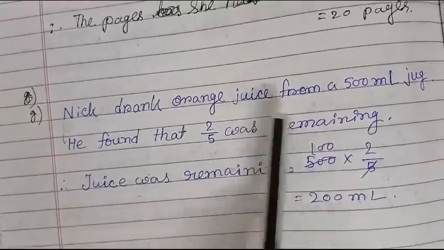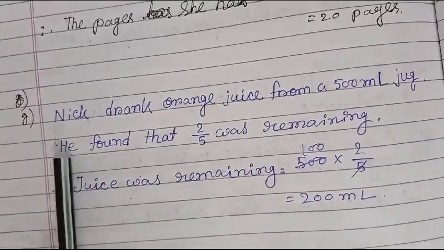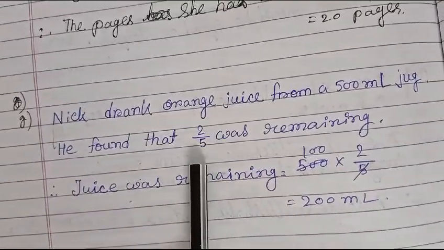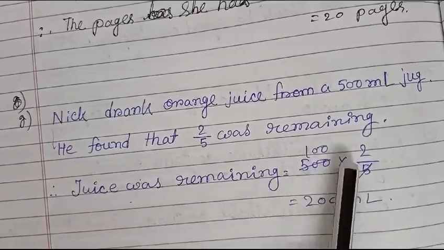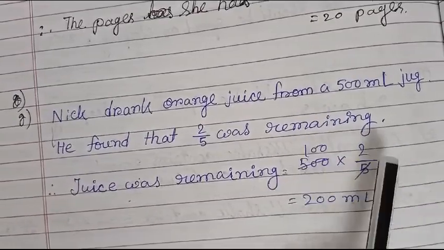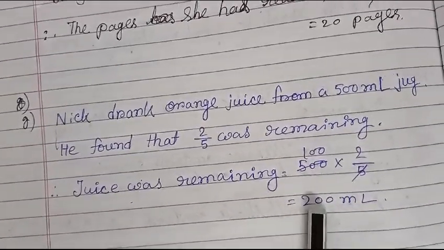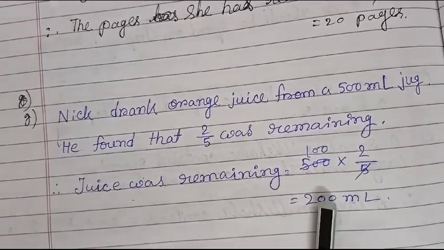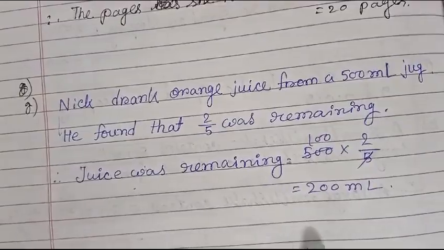Nick drank orange juice from a 500 ml jug. He found that 2/5 was remaining. Therefore, juice was remaining 500 multiplied 2/5. 5 ones are 5, 2 0. 2 ones are 2, 2 zeros are 0, 2 zeros are 0. Answer is how much juice was remaining? 200 ml juice was remaining.